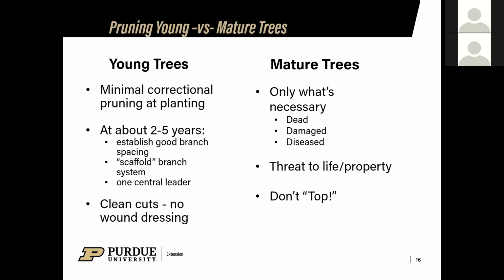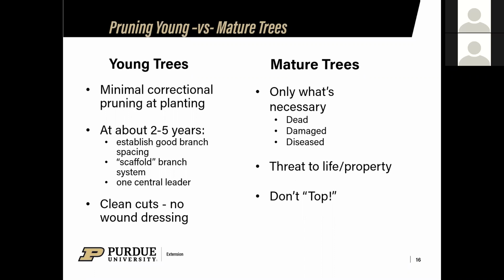We want to do most of our pruning on young plants. When they get to be mature, you only need to do pruning that's really necessary. Is there a limb that died? Did something get damaged in a windstorm? Is there a disease or insect problem that you need to remove? Is it a threat to property or life? Having a hazard tree there is not what we want. So on mature trees, there's usually not a lot of pruning.